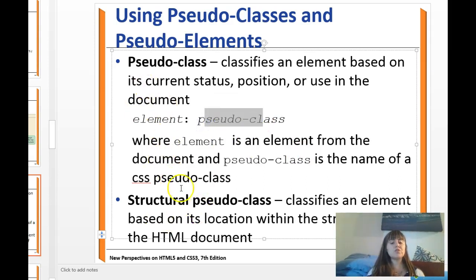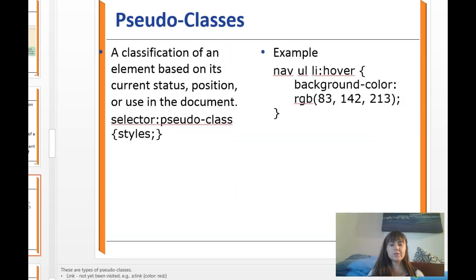We have also a structural pseudo class, which classifies an element based on its location within the structure of the HTML document. So let's look at an example of the syntax here. For the pseudo class, we use the selector, then the pseudo class style. In here, for our unordered list, we are using the pseudo class hover, and then we have the different types of style. We can put the background color, the color, and all that in there.